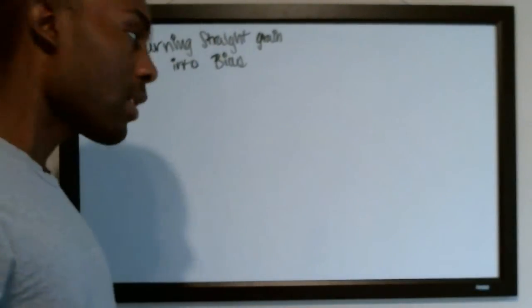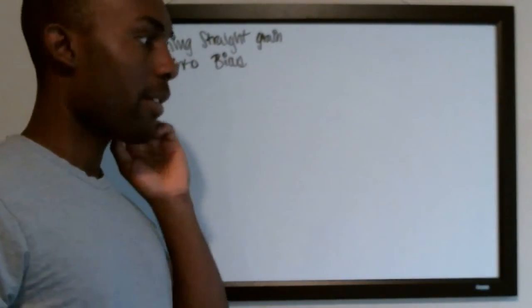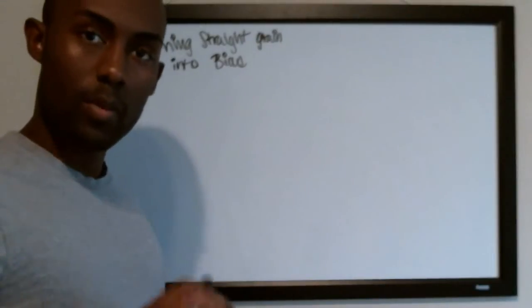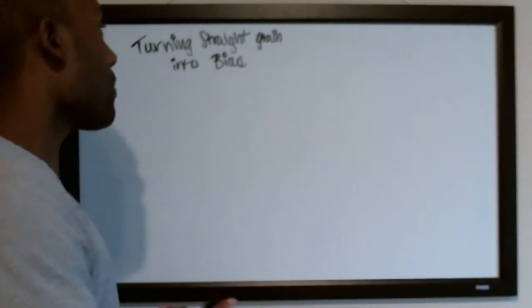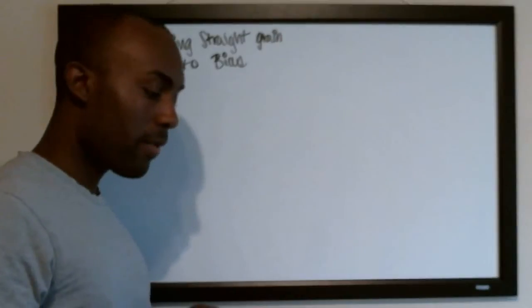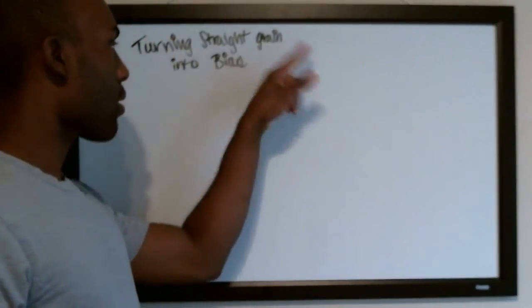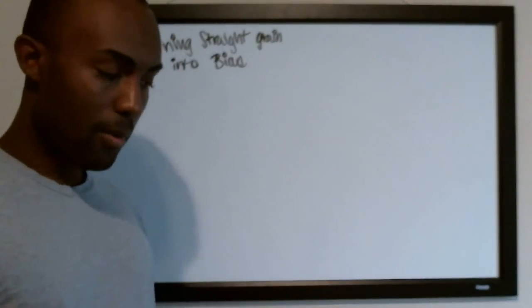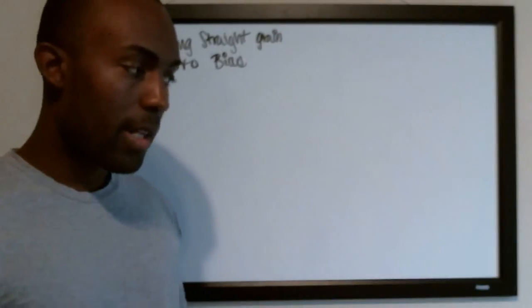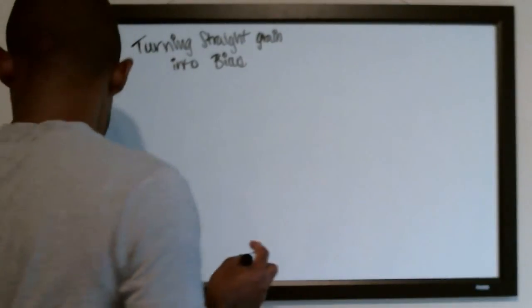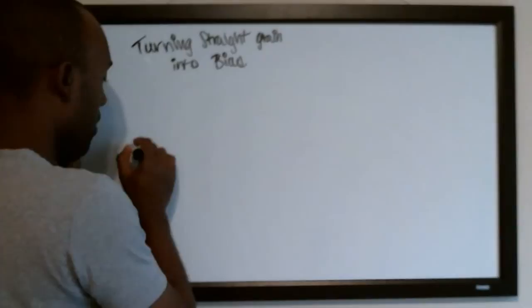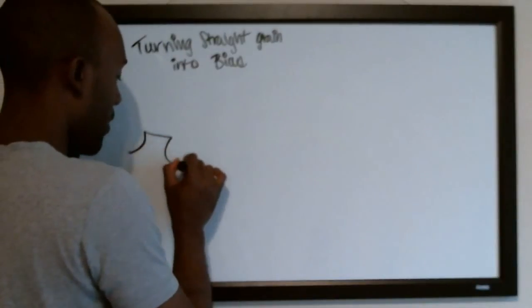Hello, welcome. I hope this isn't too blurry for you and you'll be able to see what I'm explaining today. I'm going to be talking to you very briefly about how to turn straight grain into bias. We're just going to be using something very simple. I'm going to be using my little bodice that I always draw.